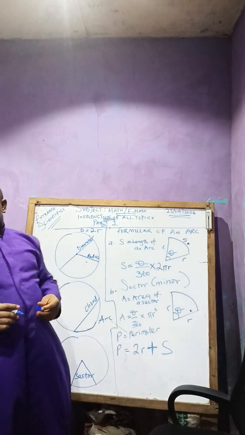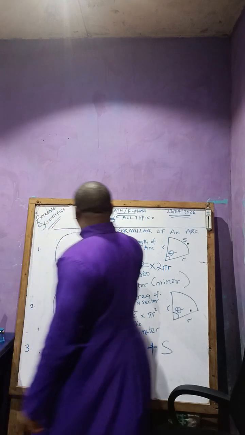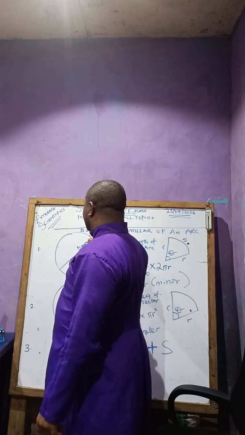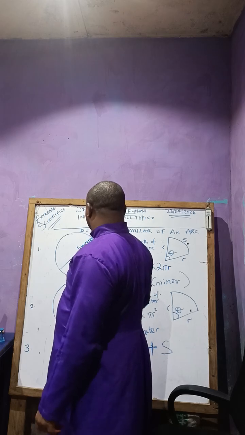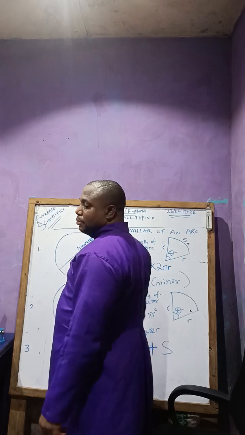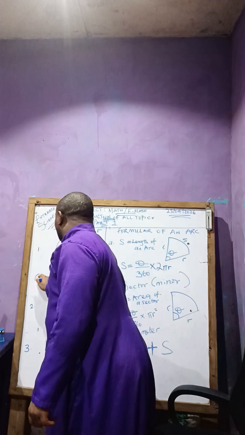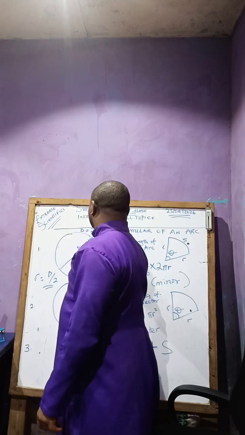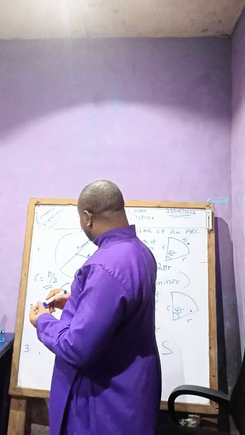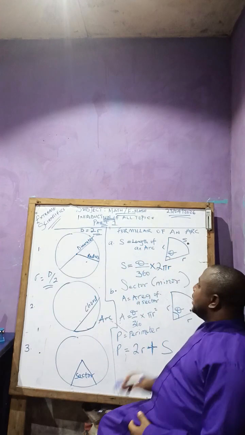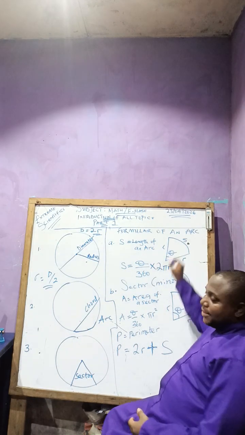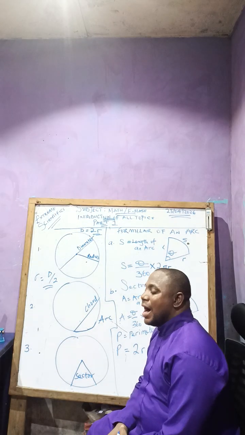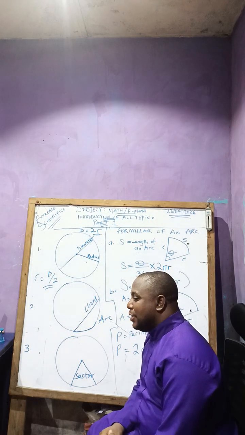Do you understand what I'm saying? So to get the radius, what are you going to do? As a mathematics student, you divide both sides by 2. So radius is equal to diameter over 2. Don't forget this formula. Through that formula, we get the formula for an arc. Formula for what? An arc.